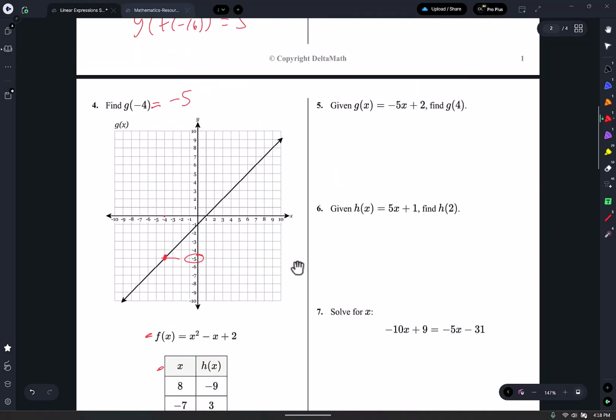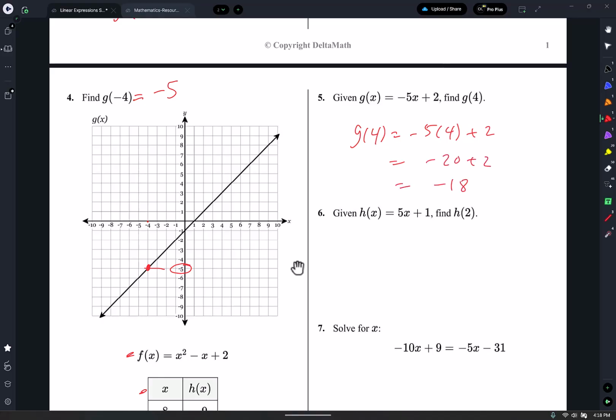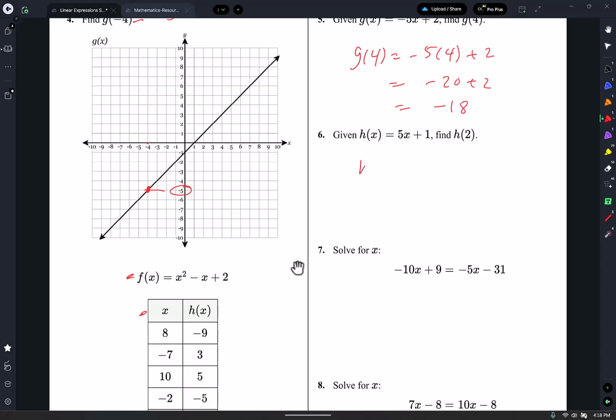All right, go to question number 5. Now we're just evaluating linear expressions. I guess we're doing that over here as well. So this says g of 4. Just plug in g of 4. G of 4 equals negative 5 times 4 plus 2. So that's negative 20 plus 2. That looks like negative 18. Do you see how we're doing it, guys? All right, next one. It says h of 2, so h of 2 equals 5 times 2 plus 1. 5 times 2 is 10, plus 1 is 11, and there it is.